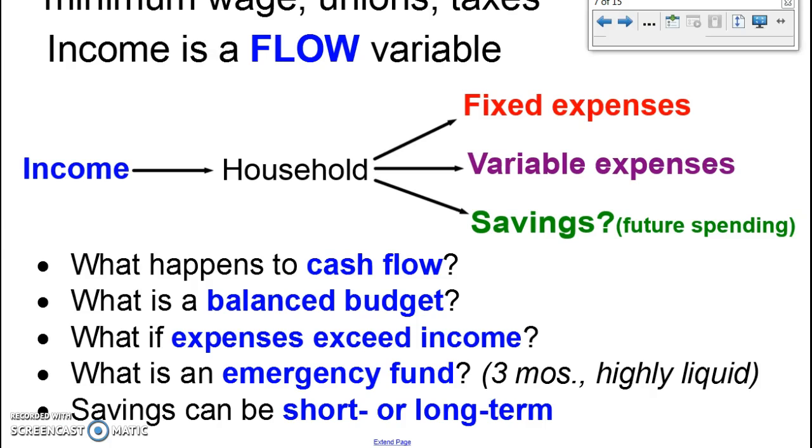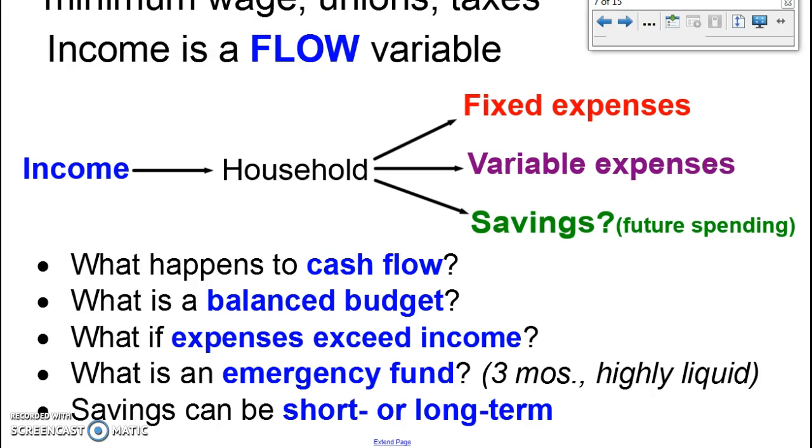Okay, so income flows into your household. Your income is determined by things like your skills, your education, how many hours you work, and other factors. And then within your household, and we're talking after taxes, right? So we've already paid taxes. This is your disposable income.